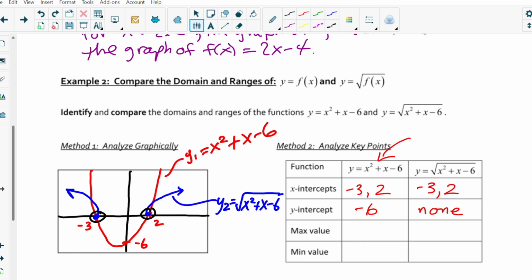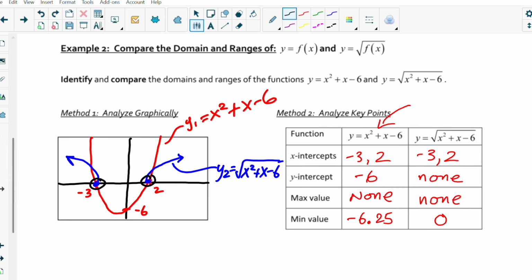How about the maximum value of our quadratic function? None. Likewise, none with the square root. What's the minimum value of our quadratic function? That's -6.25. And then with the square root of the quadratic, the minimum is just 0. And in case you're wondering, the window I use is -10 to 10 by 1 for x, and -10 to 10 by 1 for y, so standard window here.